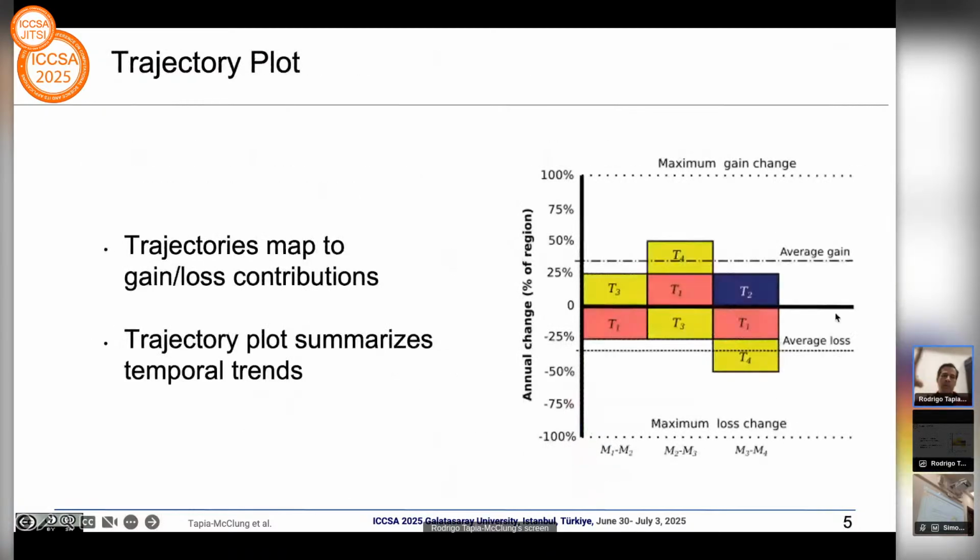We can plot them in this bar chart or stacked bar chart that represents gains and losses or alternations as percentages of the study area. And we can also represent the average gain and the average loss throughout time through different time periods.